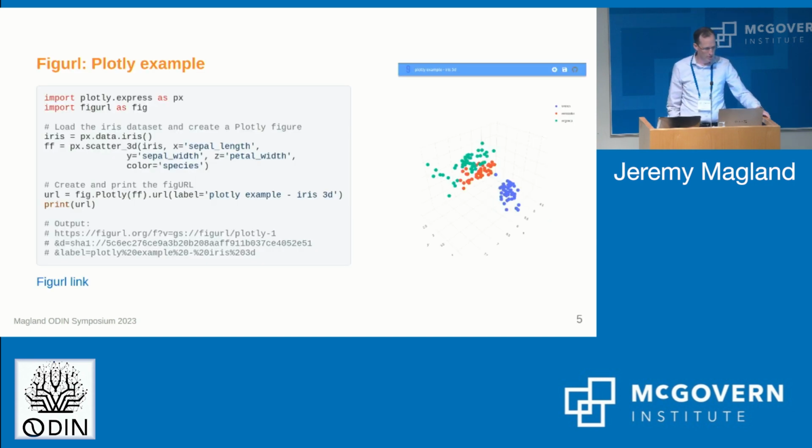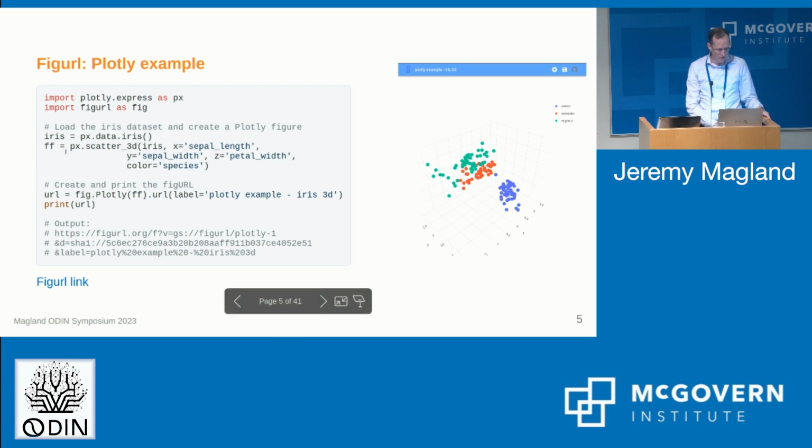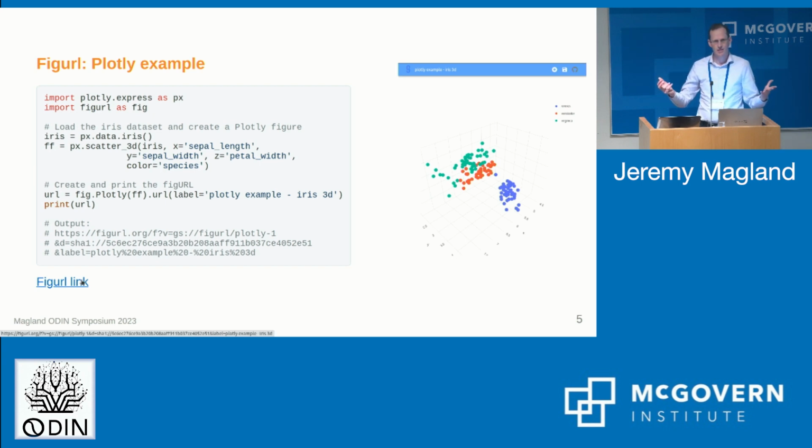So here's a quick example. If you create a plot in Plotly or Altair, a Python library, you can wrap that Plotly figure in a FigURL object and then generate a URL from that, print the URL, and then, if you were following along on the presentation, you can click that link and you get the Plotly figure. So it can't really be simpler than that, right? You just get a link and you share it.